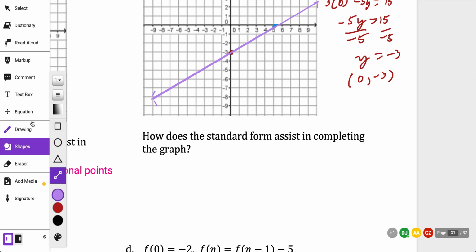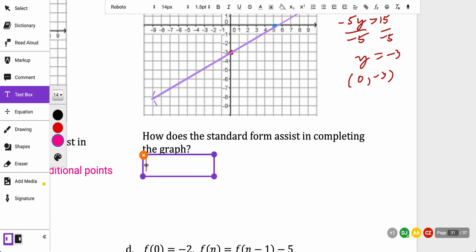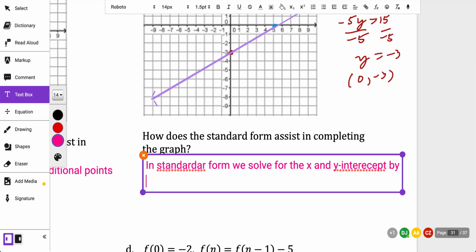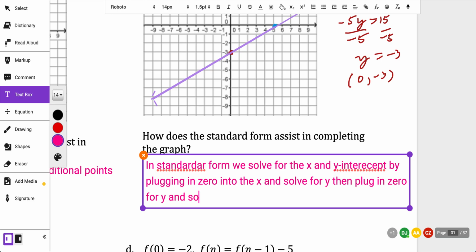So how do we use standard form to graph? In standard form, we solve for the x and y intercept by plugging in 0 into the x and solving for y, then plugging in 0 for y and solving for x.